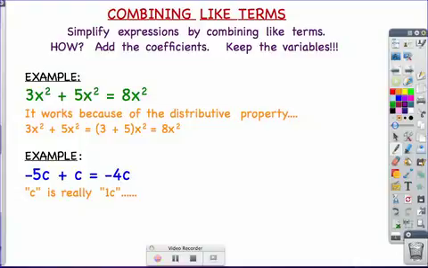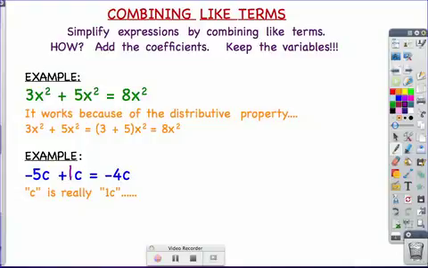Another example would be -5c plus c, which would equal -4c. When you don't see a coefficient in front of a variable, it has a coefficient of 1. So -5 plus 1 gives us -4. Now you try. Pause the screen, and then you may resume when you're ready.